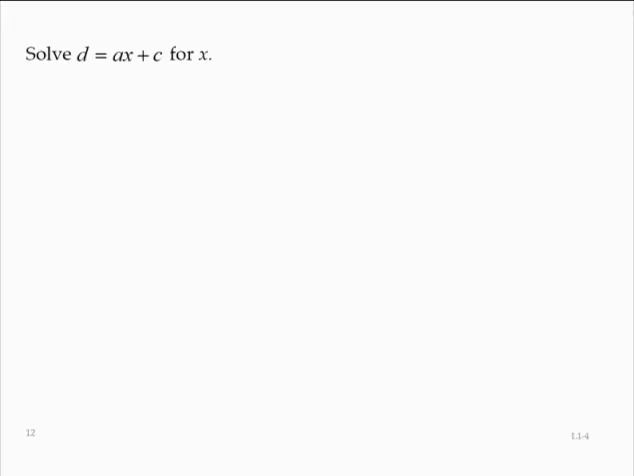Solve d is equal to ax plus c for x. So what's happening to the variable that we're concerned about? We're concerned about x. It's being multiplied by a, and there's an addition of c. So if we sort of think of the order of operations, we would multiply first and then add. So to solve, we're going to undo them in the opposite of the order of operations.